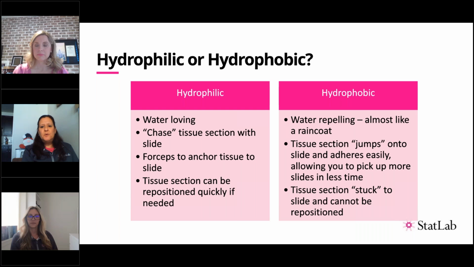But when you use a hydrophobic slide, once that tissue section is stuck onto the slide, it's much more difficult to be repositioned. It's stuck on there pretty good, and it doesn't want to come off. So that's just a little bit about the differences between a hydrophilic and a hydrophobic slide.